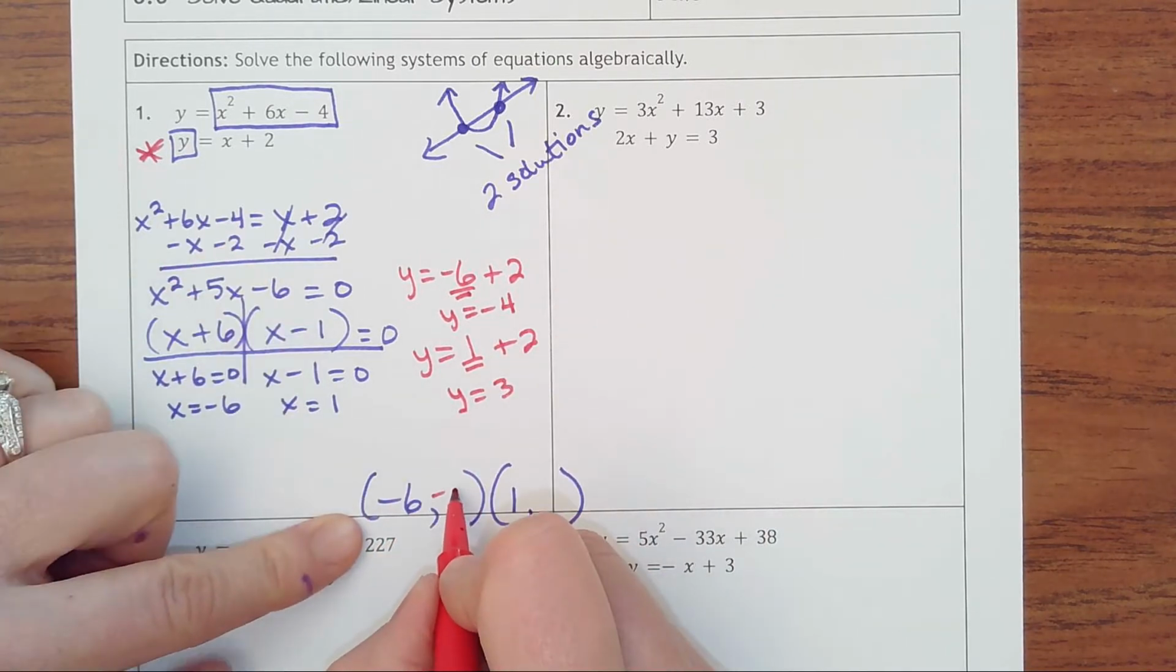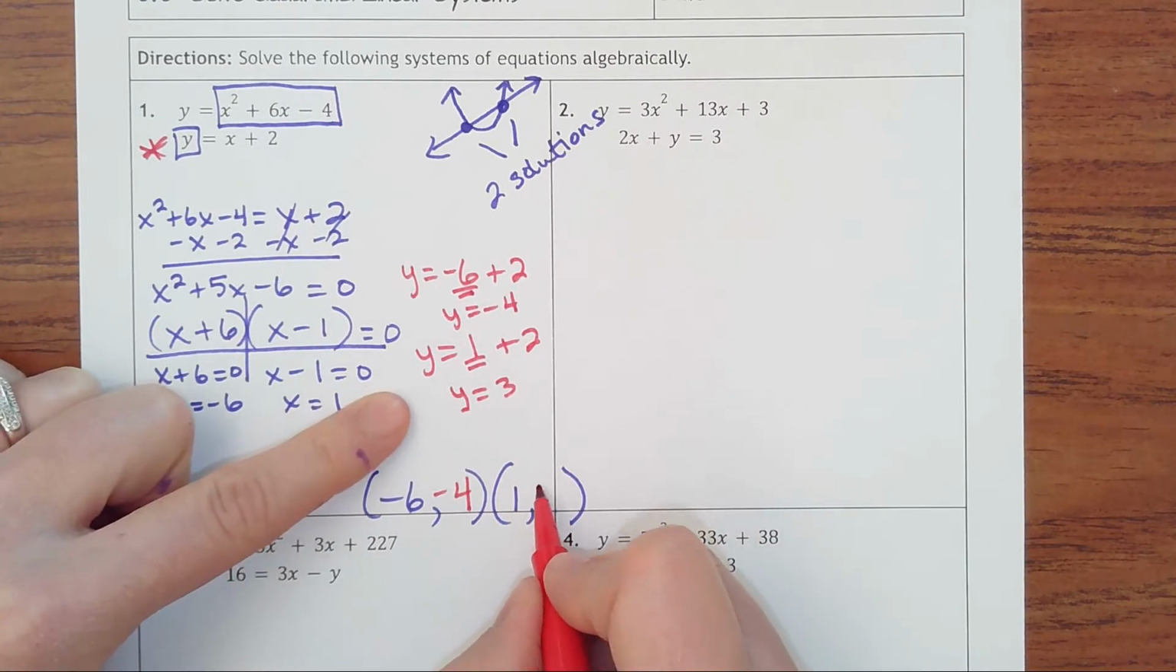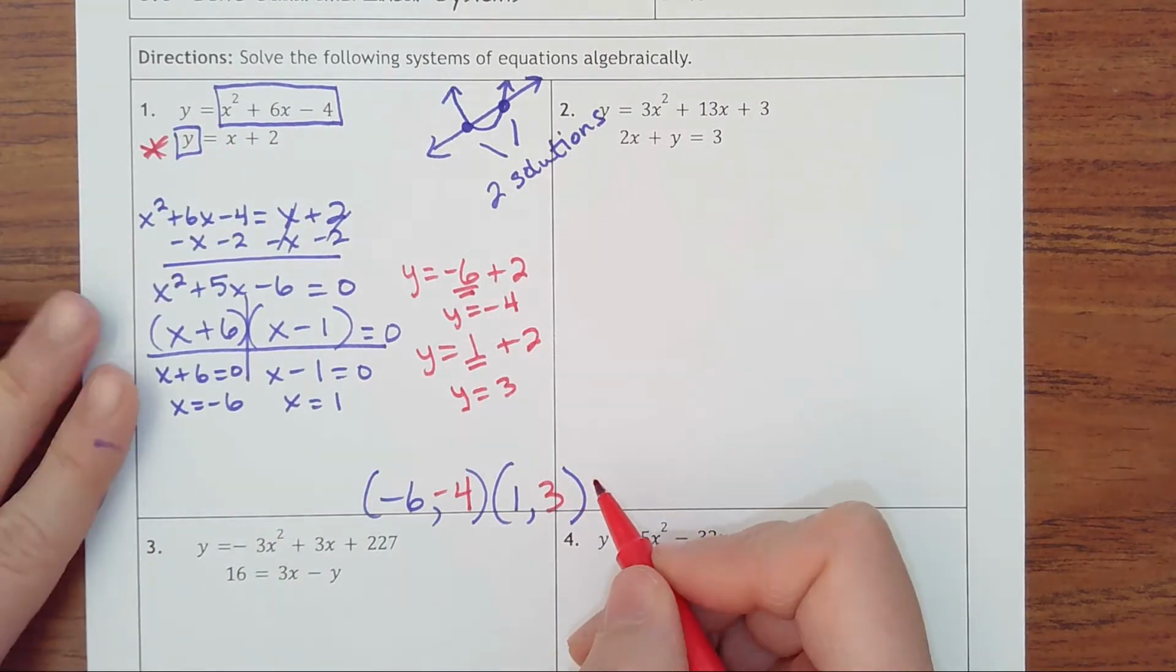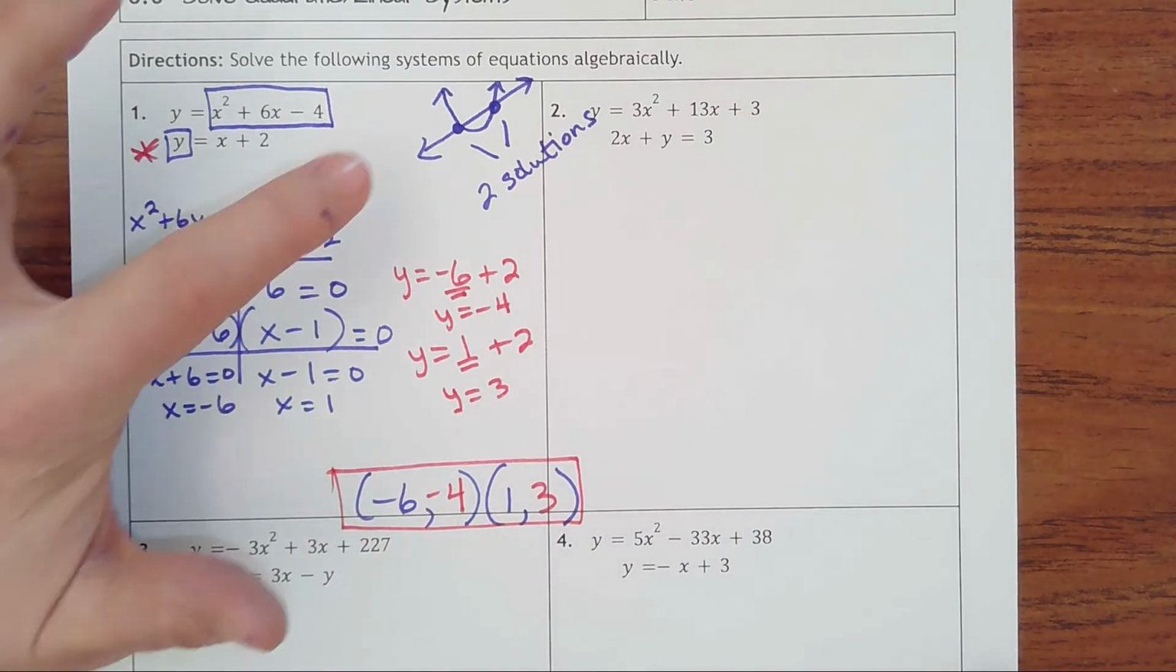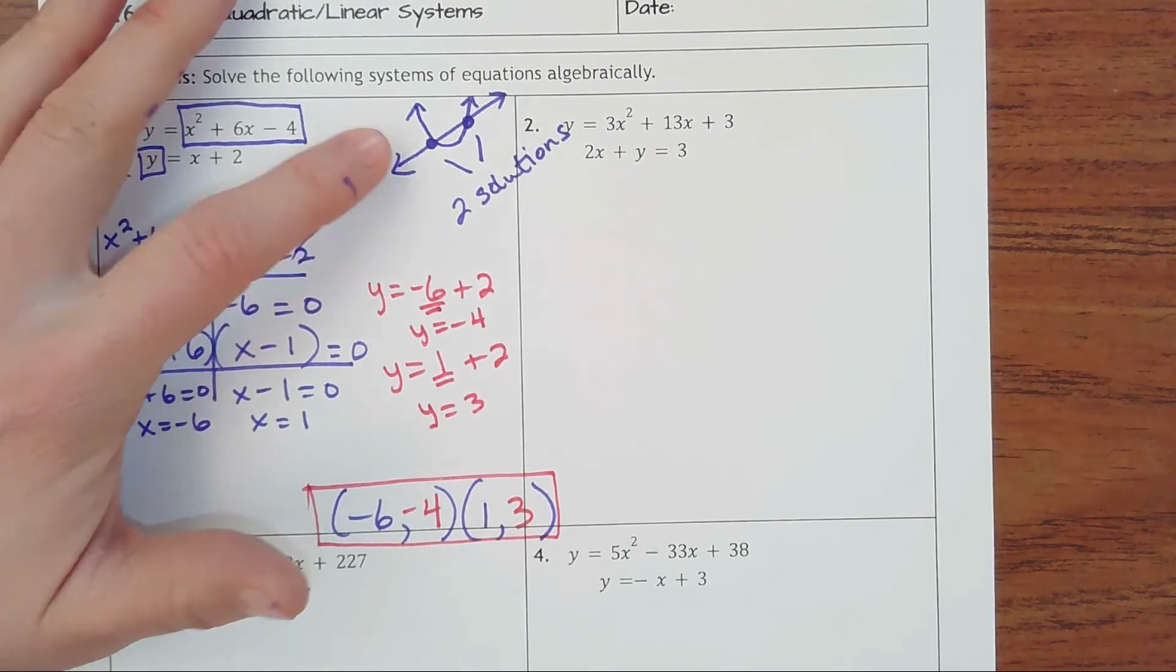So when I plug in negative 6, I got out negative 4. When I plugged in 1, I got out 3. So you could put them in here. You're just going to have to do a little bit more work. So what that's saying is our system intersects at those 2 points.